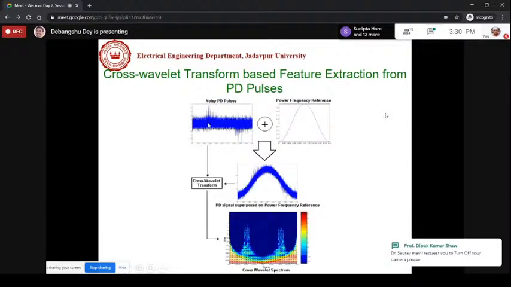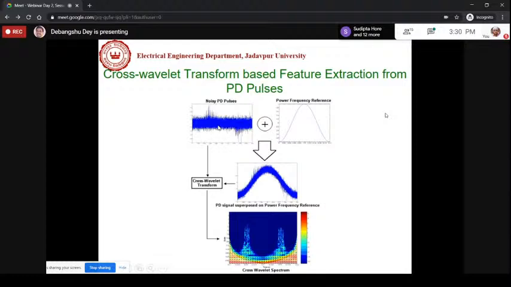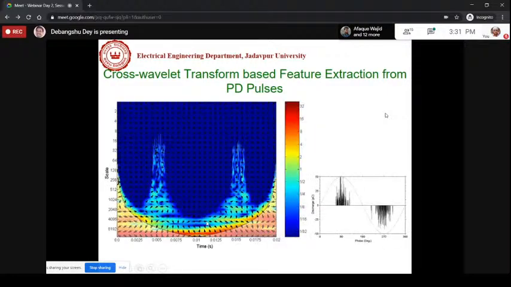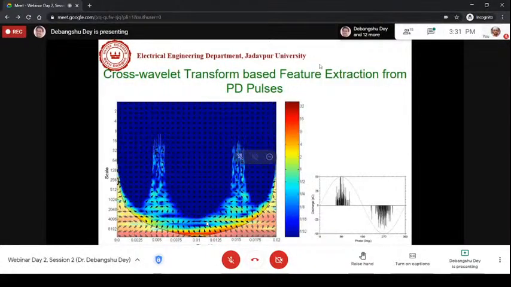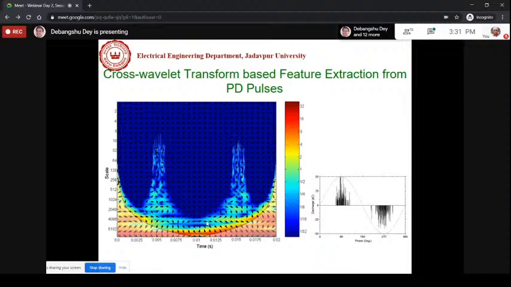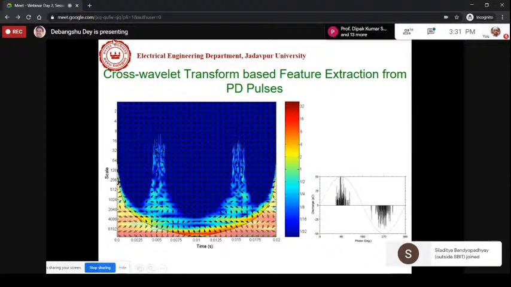From this waveform, it is not very clear. But if we plot the cross wavelet spectrum, it is very clear at which regions the PD pulses are present. That is called feature extraction. That means we have to use a certain tool which makes you understand it better than your recorded raw data. Raw data may not be that clear to you, but if we apply the proper tool, the hidden aspects of the information in the signal can be viewed. That is the purpose of choosing the right tool for feature extraction.